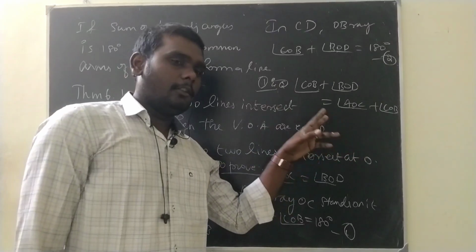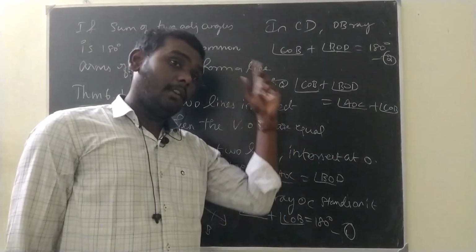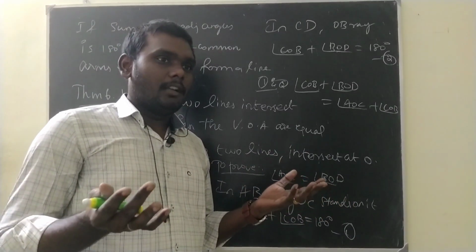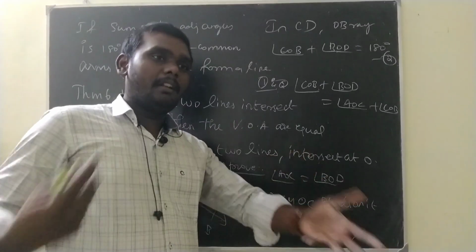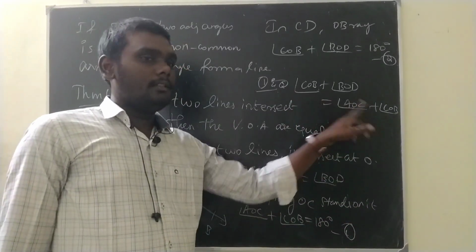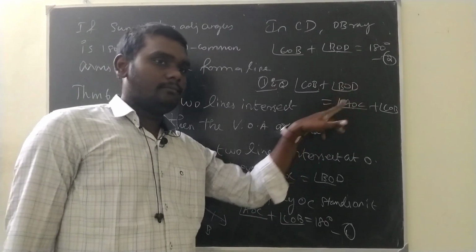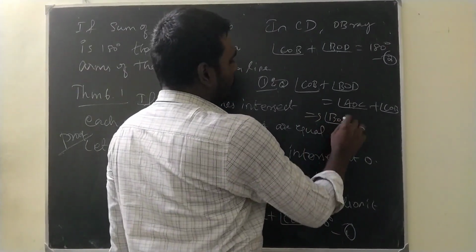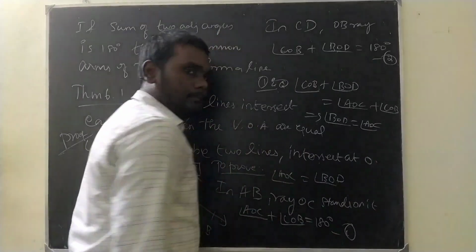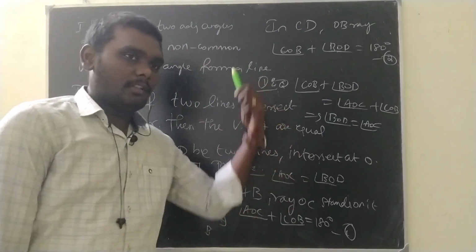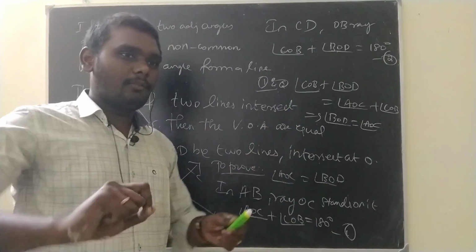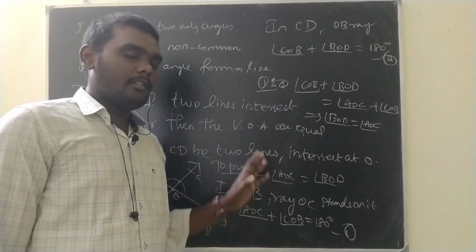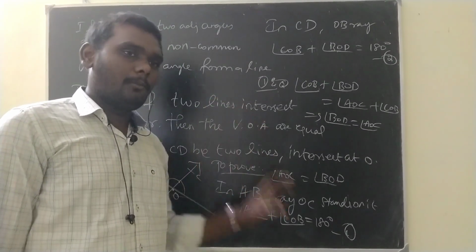We cancel this using an axiom from Euclid's geometry: if equals are subtracted from equals, the remainders are equal. So these two are equal, and they can be subtracted from these equals. Then the remaining are equal. So angle BOD equals angle AOC. It is not like an objective examination where we can write rough work and they mark the answer. This is the descriptive manner. We should know what we are writing and what is required to be written.